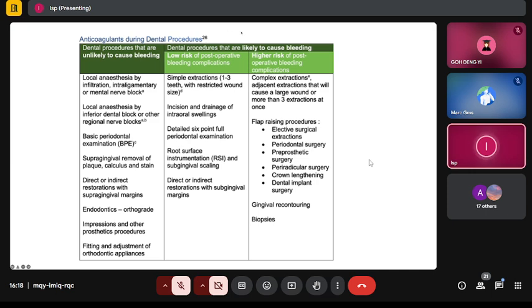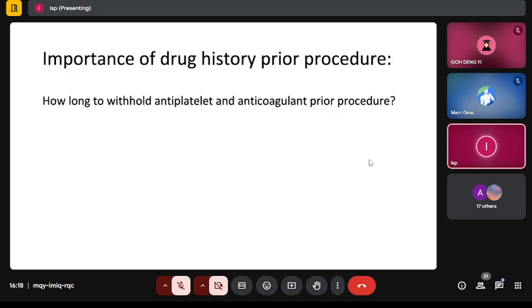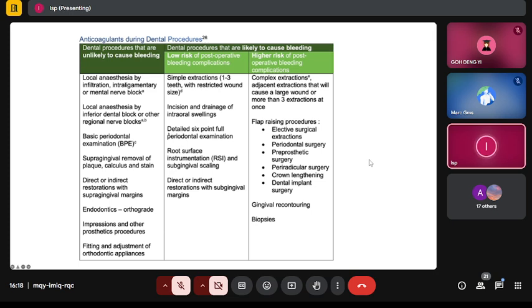Usually we will divide them by the risk of bleeding, be it no risk, unlikely to cause bleeding, low risk of causing bleeding, and high risk of causing bleeding. That's how we classify them by risk. Then we decide whether to stop the anticoagulant or not. I think all these are more familiar to you. You will definitely have a lecture regarding this, because for dental procedures I will not be very familiar.